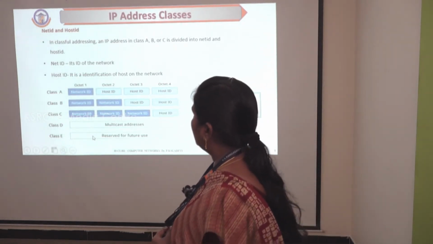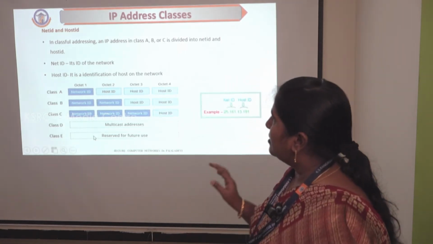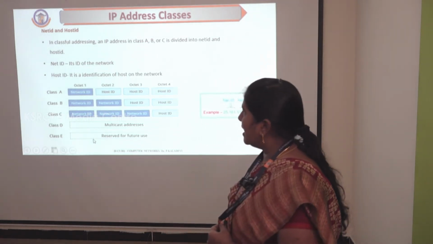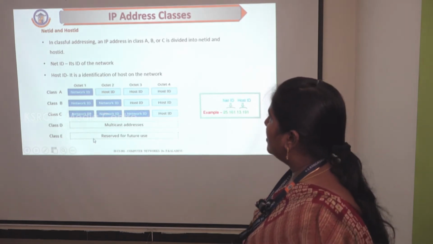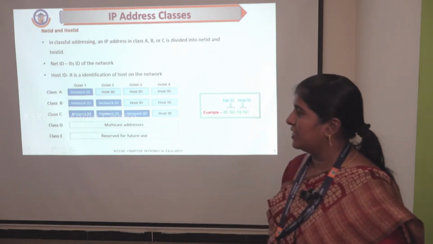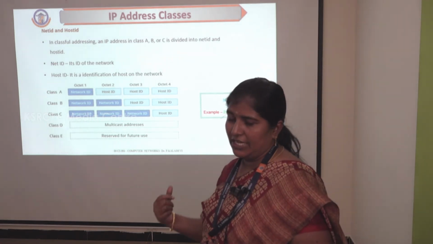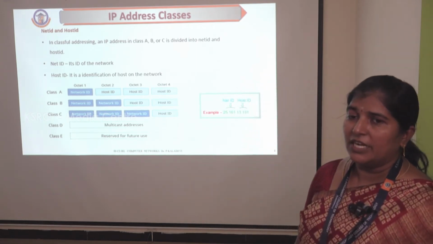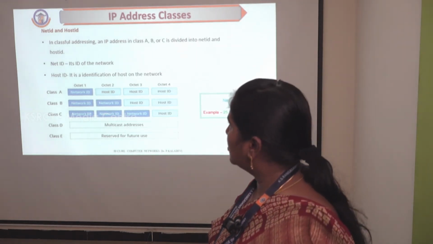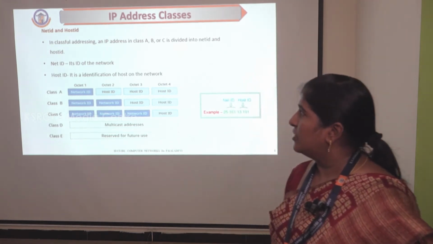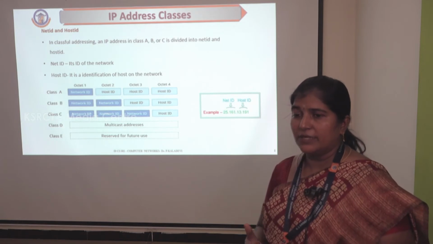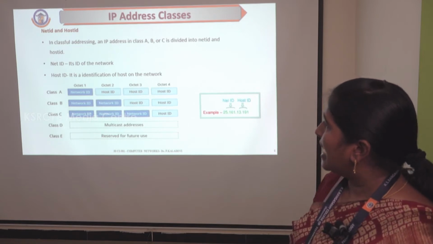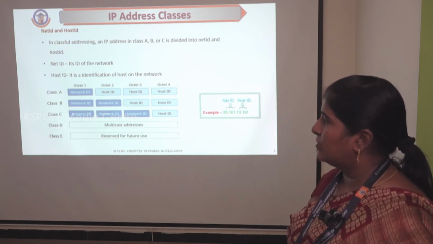The ranges are allotted for network ID and host portion in the classes of IP address. In class A, the first octet is represented as the network ID and the remaining 3 octets represent the host portion. In class B, the first 2 octets represent the network part and the next 2 octets represent the host portion. In class C, the first 3 octets represent the network portion and the last octet represents the host portion.